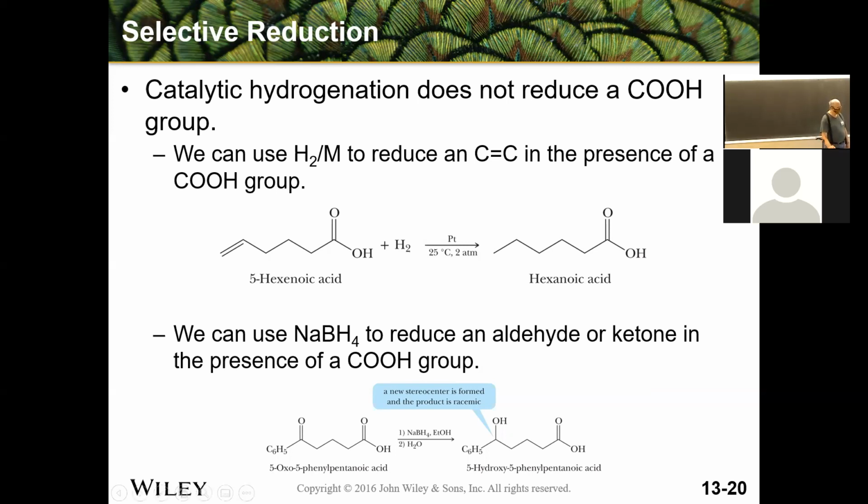Here we have 5-oxo-5-phenylpentanoic acid. We've got a carboxylic acid on the right and a ketone and benzene ring on the left. Using sodium borohydride, the ketone is converted to a secondary alcohol. The carboxylic acid group is unaffected. So we now have 5-hydroxy-5-phenylpentanoic acid.